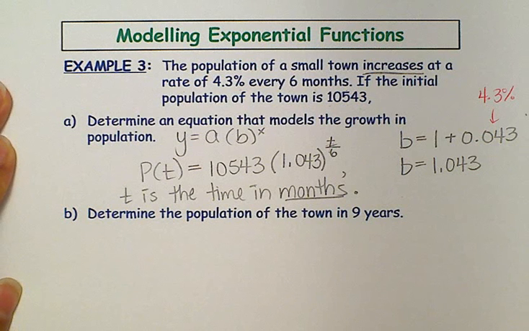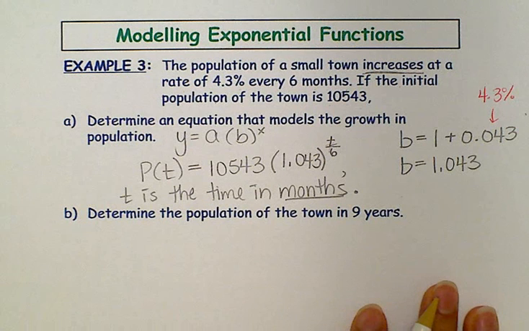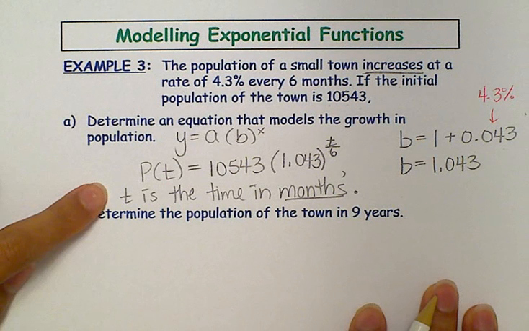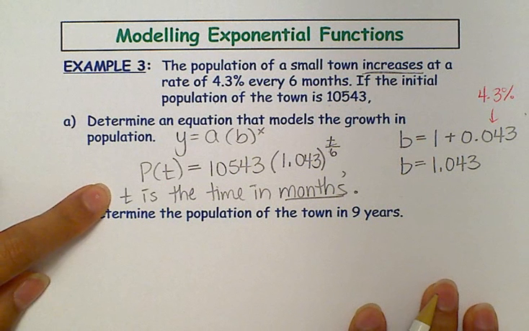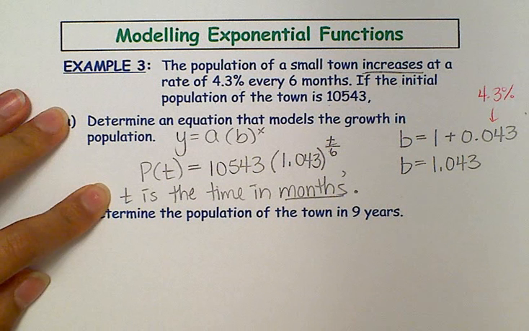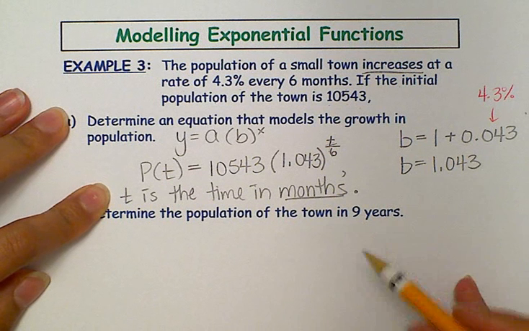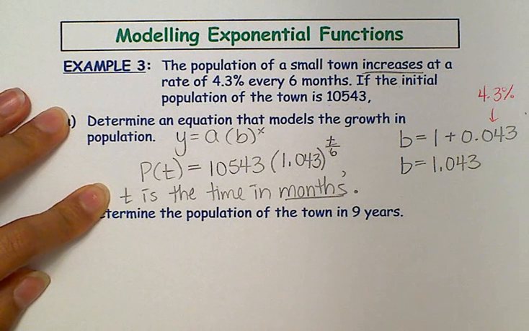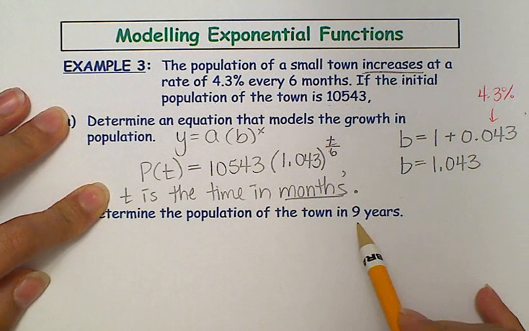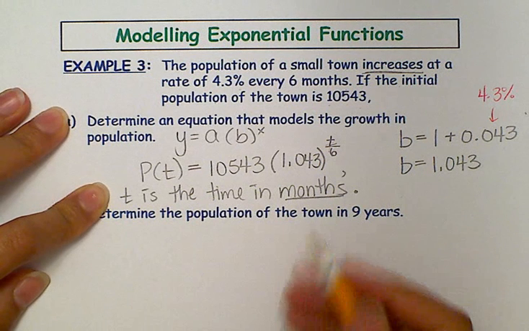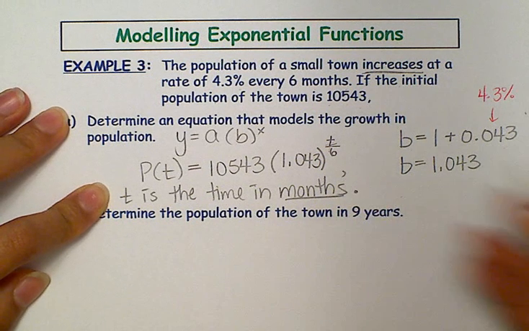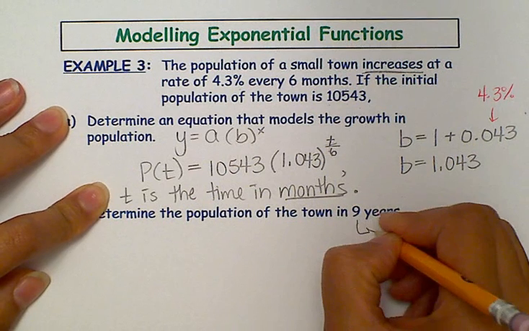Okay, so part B says determine the population of the town in 9 years. Great. Now that I have an equation, I can actually figure out the population of the town in 9 years. Now, the reason why it was important to make sure you write down what unit of time you're looking at is because if I was solving this problem, I would have probably accidentally just plugged in t equal to 9. But because my time values are going by months, I need to convert this time into months first.